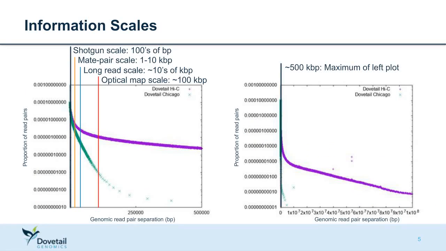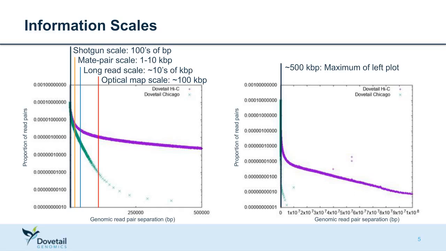If you want to get a sense of the form of these data, we can take the read pairs that we get out of these libraries, map them to a reference, a human reference for example, and then look at the distances spanned by the read pairs. That is what's being plotted here. This is two data sets, one Chicago data set in green and one Hi-C data set in purple, and it's the same data in both plots. The only difference between the two is the x-axis scale. On the x-axis, we have the genomic read pair separation, and on the y-axis is the proportion of read pairs in the library at a given separation.